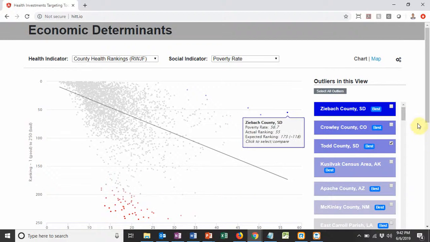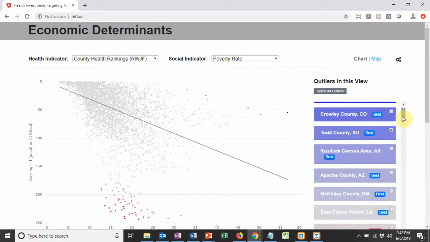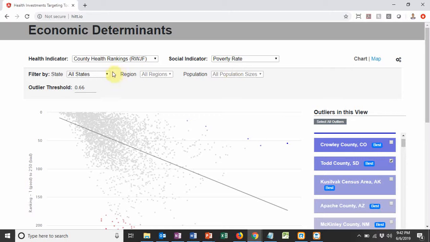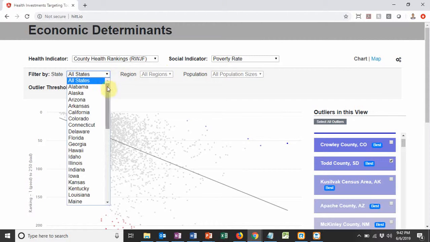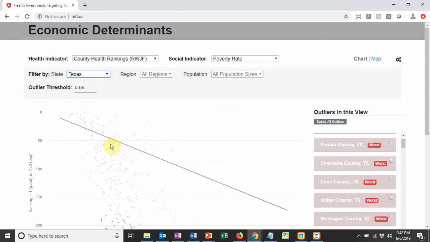You can also scroll through any of the outliers on the right, whether overperforming or underperforming, to identify who you want to look at. It's still a lot of data, so there's filtering built in. You could filter by region or population size, or in this case we could say just show us all the counties in Texas. You can also adjust the outlier threshold, which changes how far from the mean something must be to count as an outlier.